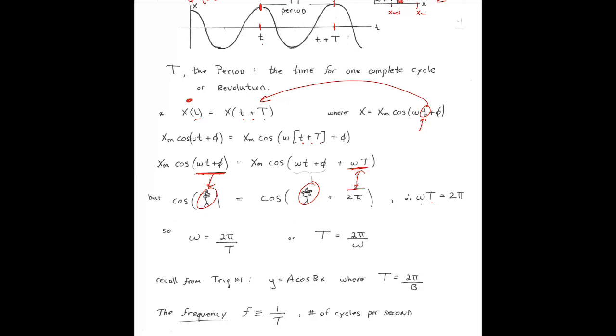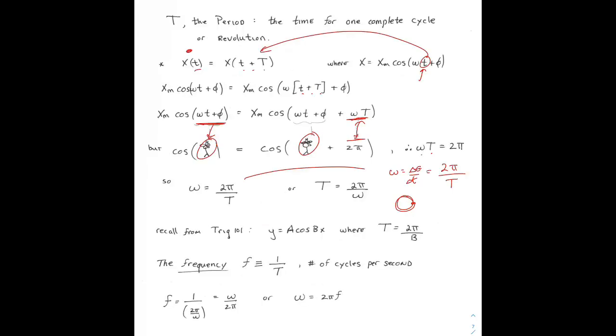Again, that's no big surprise, because remember, the definition of omega is angular displacement with respect to time. If something is going around in a circle, like a unit circle, and it goes around once, the angular displacement is 2 pi radians, and the time it takes to go around once is the period. So I can either write it like that, or I can write it in terms of the period.